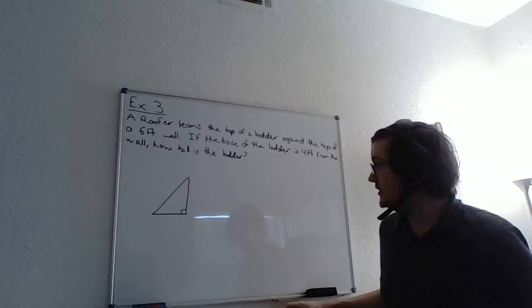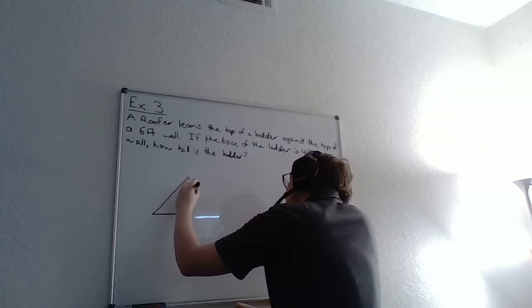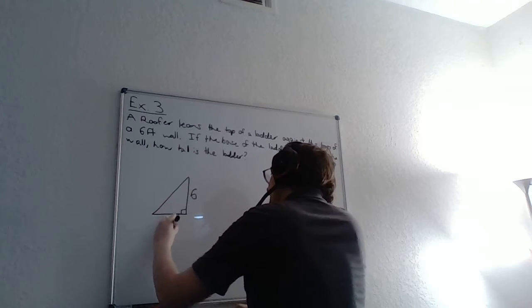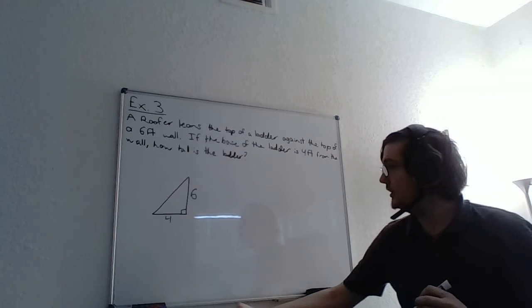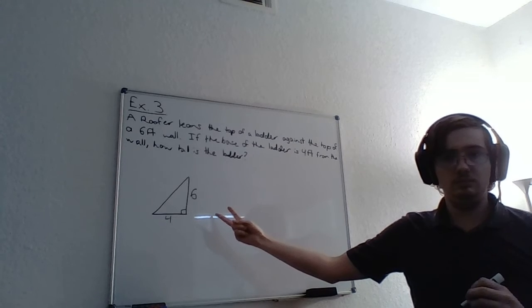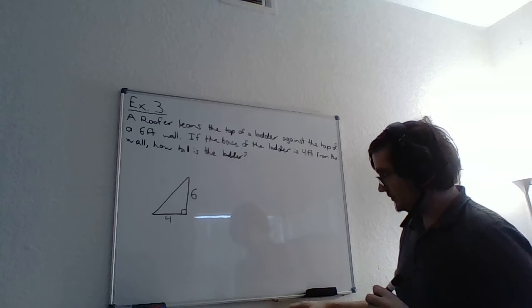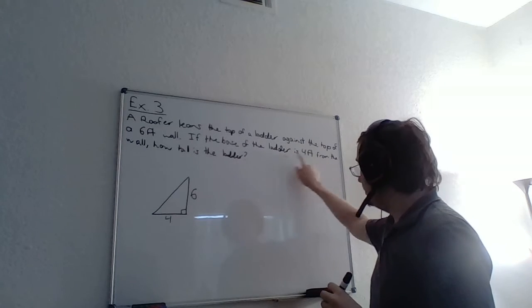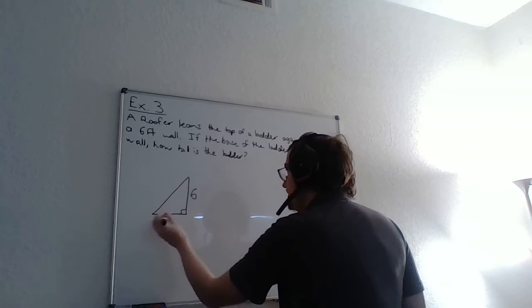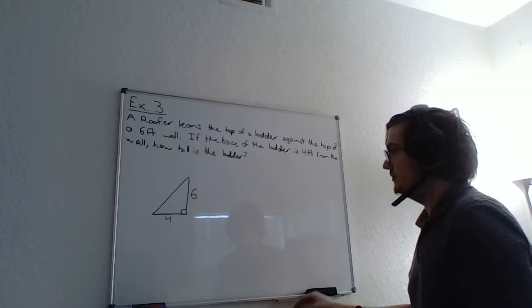Now, let me tell you why this is useful. If we have a triangle, and we know this is 6 feet and this is 4 feet, we can easily find, if we know two sides of a triangle, we can find the third side. So, based on what they said here, the wall is 6 feet tall, and the distance between the base of the ladder and the base of the wall is going to be 4 feet.